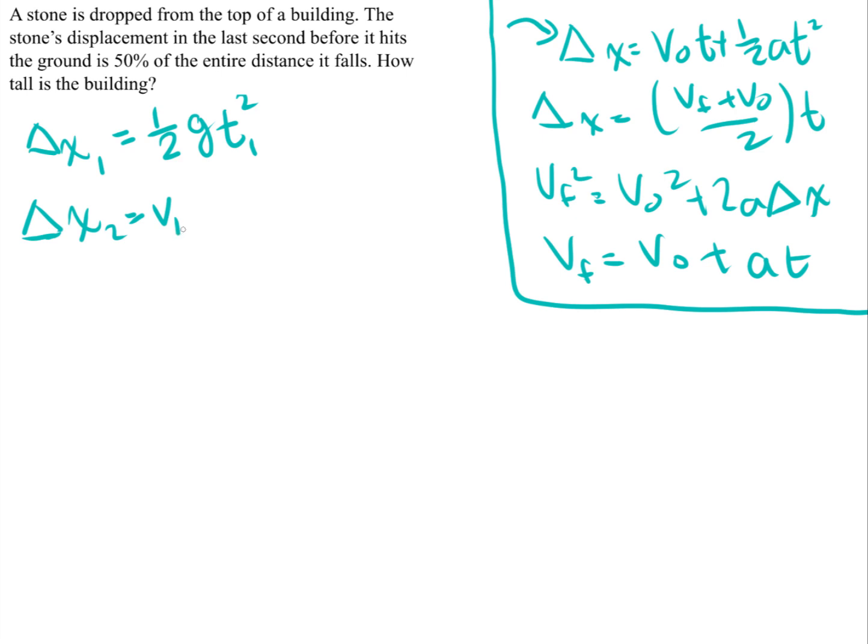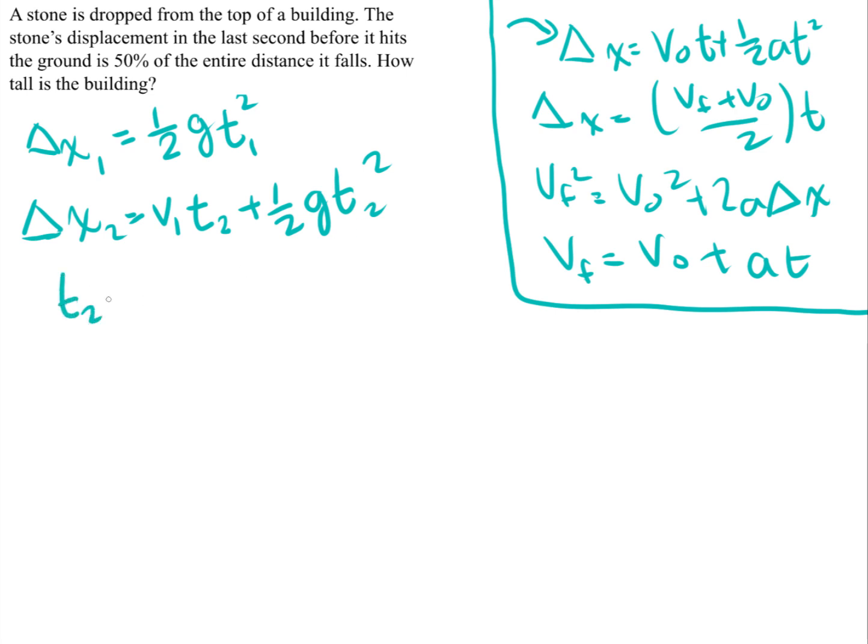And change in x2 is going to be the initial velocity. I'm going to call this v1, the velocity after it has fallen the first displacement. So after it falls 50% of the distance, its velocity will be v1, and we're going to multiply that by t. In this case it will be t2, since t2 is the time for the second part of the displacement, the rest of the 50%. And of course, we add 1/2 g t2 squared.